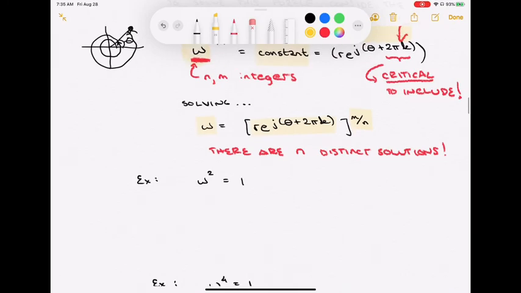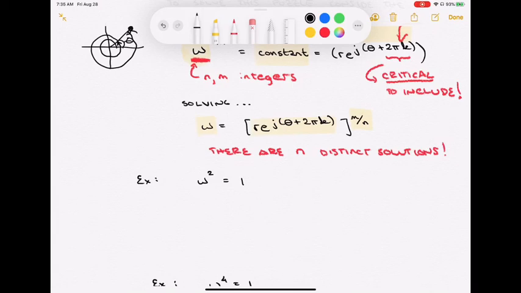So let me go ahead and do just really quickly an example here. I would like to solve w squared equals 1. I'd like to find the square roots of 1. I think we all have seen this. We know that the square roots of 1 are 1 and minus 1. If I take 1 squared, I get 1. If I take minus 1 squared, I get 1. And there are exactly 2 square roots of 1, right?